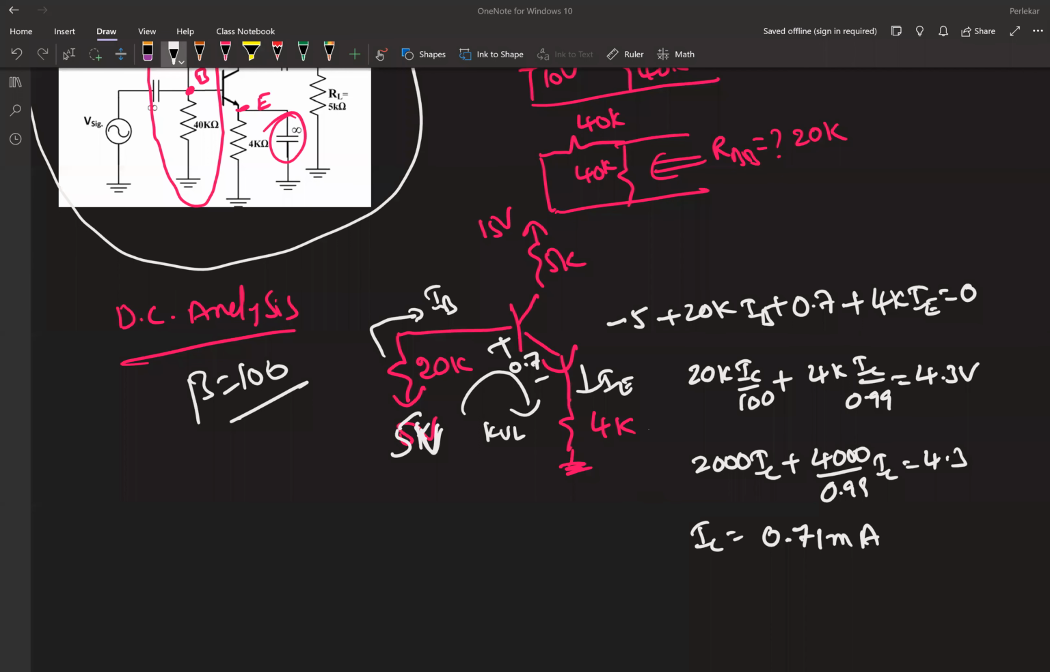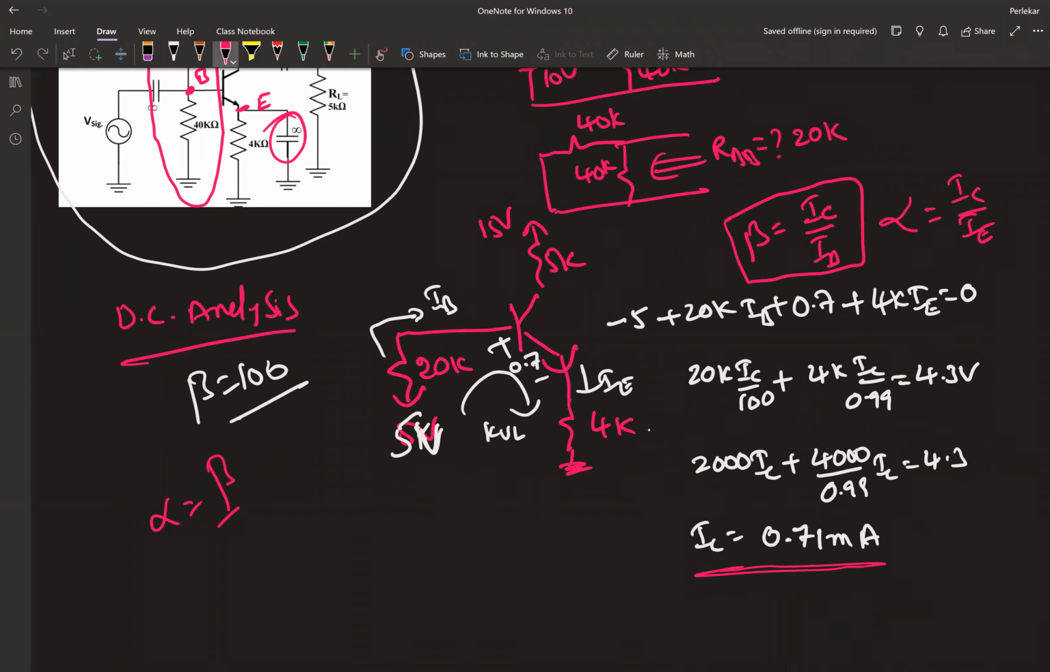So here we found the IC value as 0.71 milliampere. I substituted beta equal to IC over IB. You need to remember this formula. Same thing with alpha equal to IC over IE. And we know the relation between alpha and beta: alpha equals beta over beta plus 1. Now that I found IC, we'll find IB and IE, so that way I can find whether this transistor is in active mode of operation or not. All I need to do is find VC and VE and verify whether the transistor is in active mode of operation.